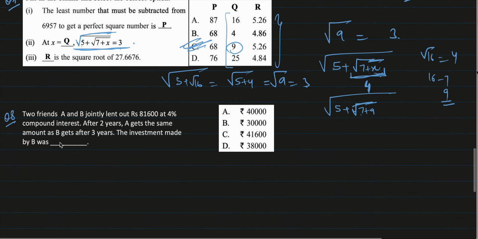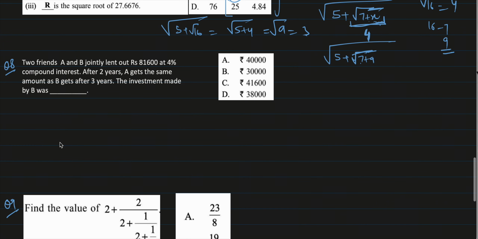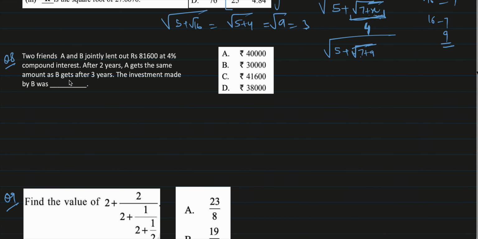Okay. Now question number 8, let us move to this one. Compound interest formula, I hope you all know. So two friends A and B jointly lent out rupees 81600, means they gave 81600 for interest. Okay, they both gave that. So if one person gave rupees x, so let A lent out rupees x, so B would have lent out rupees 81600 minus x, okay, because they both have given it from this only amount.